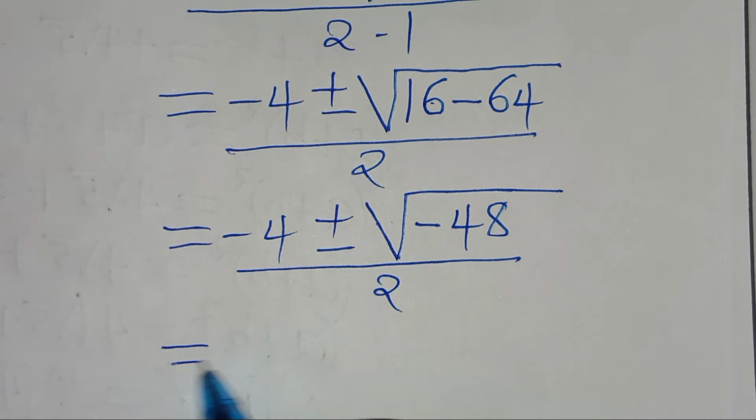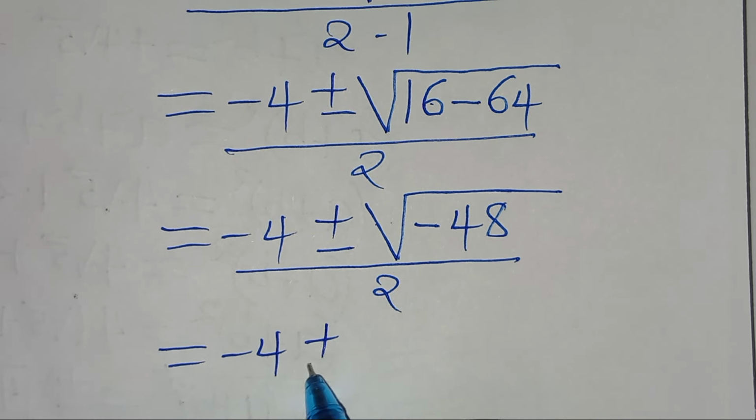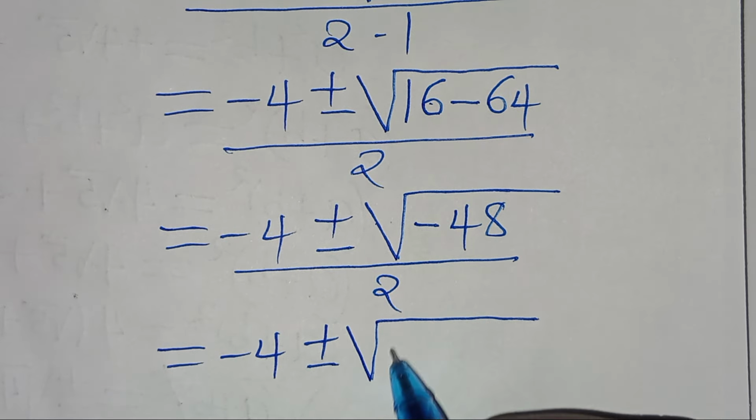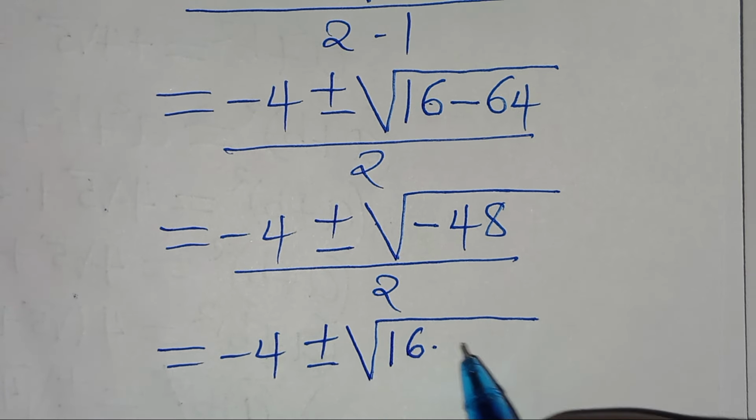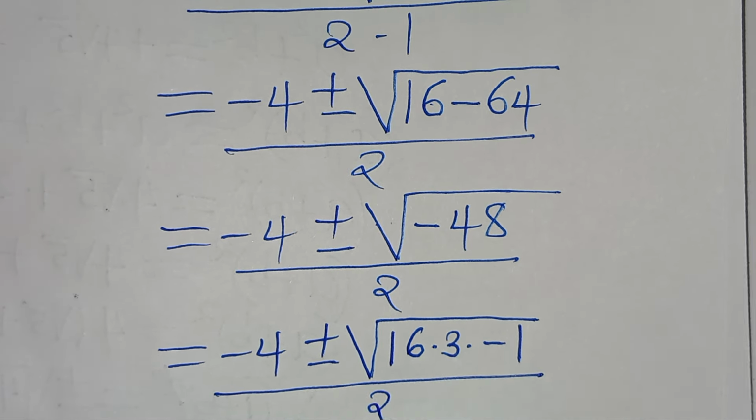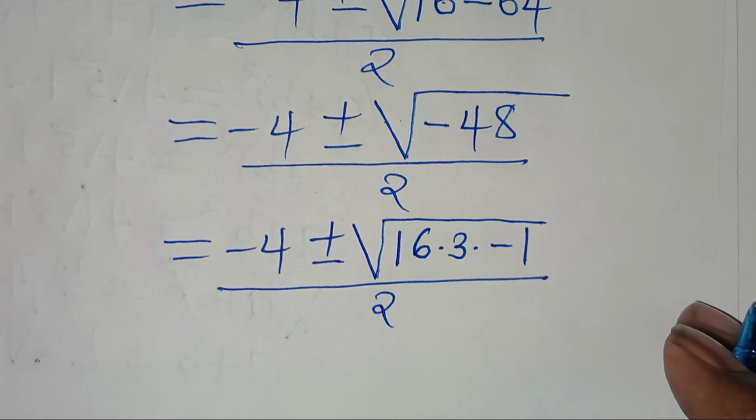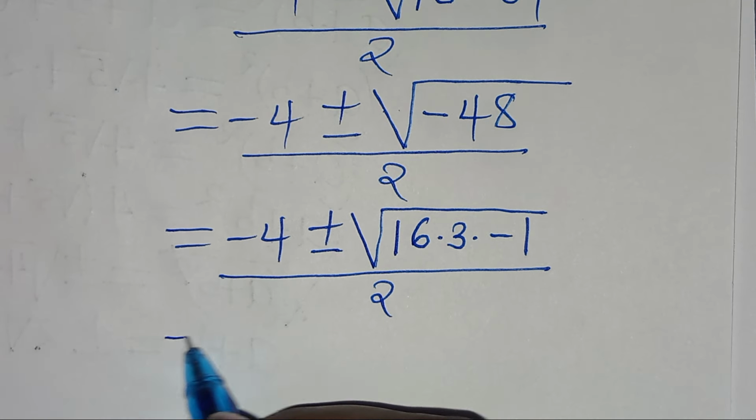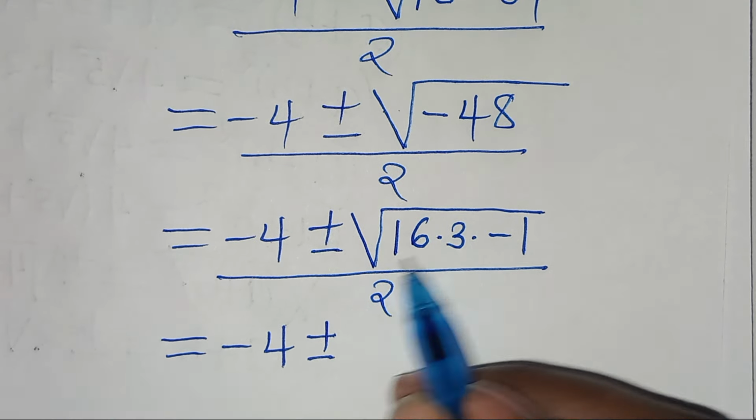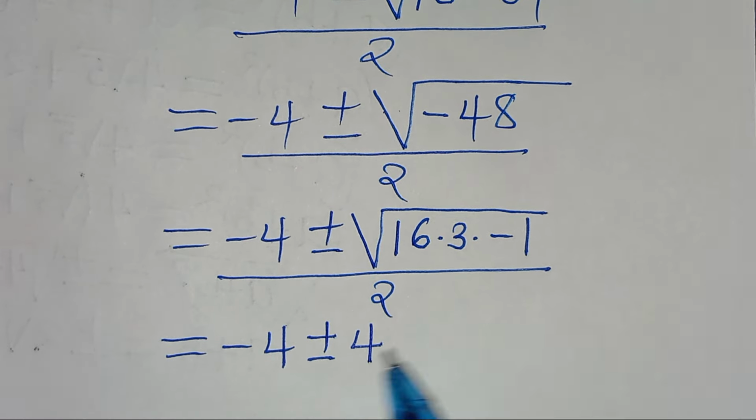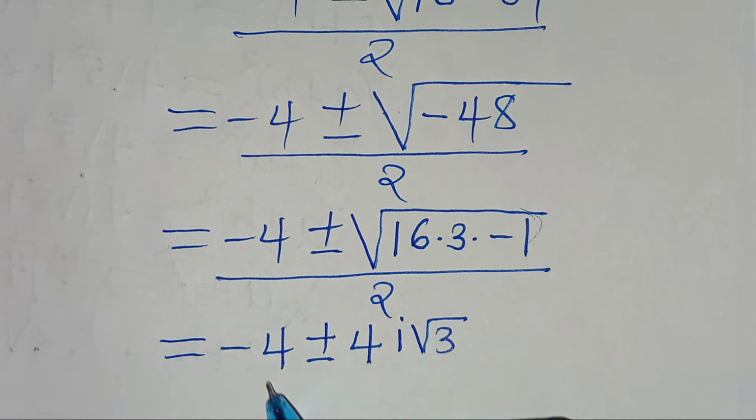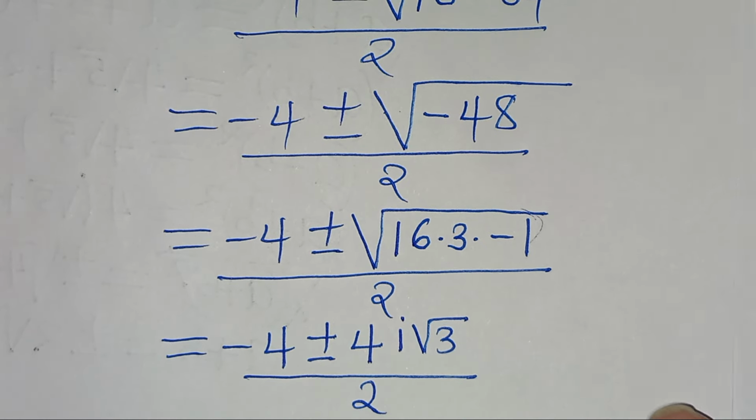Now we have here minus 4 plus or minus, we can express the square root of minus 48, this is the same thing as 16 times 3 times minus 1, divided by 2. The next step is that here we have minus 4 plus or minus the square root of 16, this is 4, square root of minus 1, this is i, then square root of 3, everything here divided by 2.